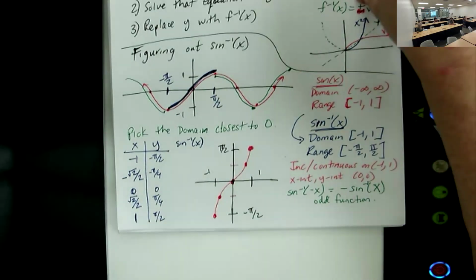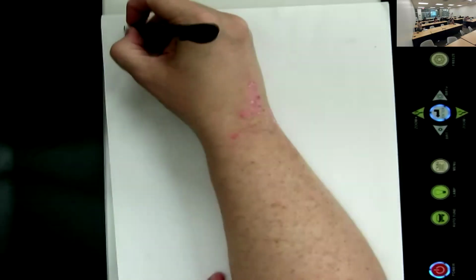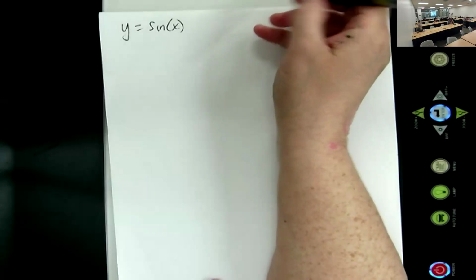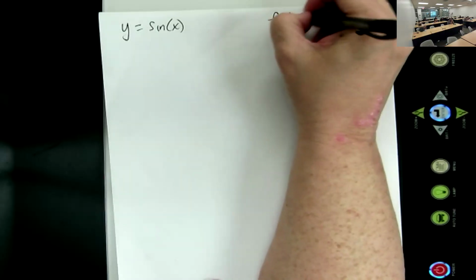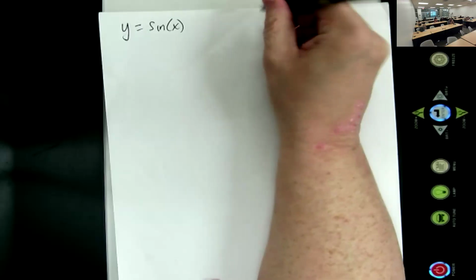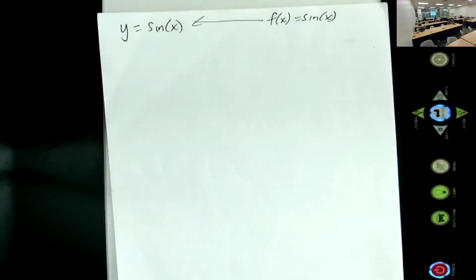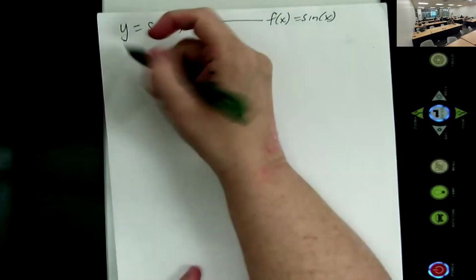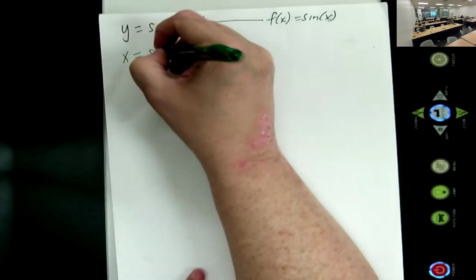Alright, so coming up with sine inverse. Where does it start at? It's worth seeing. So we have y equals sine x. Well, we had f of x equals sine x. But we restrict the domain and we do that. And now to generate f inverse, we swap x and y. X equals sine y.